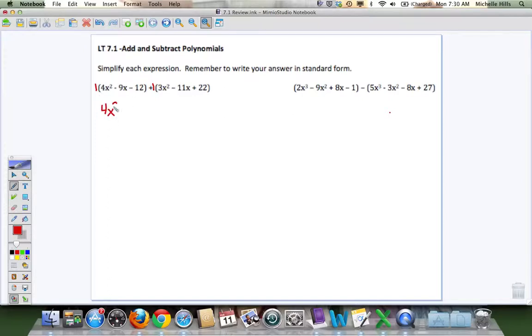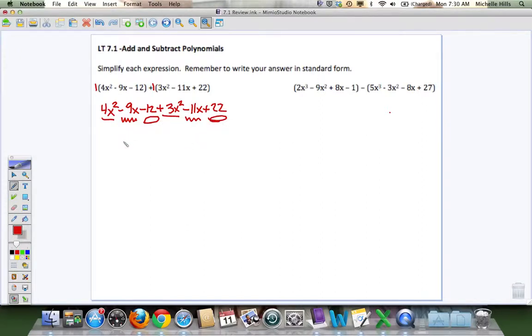4x squared minus 9x minus 12, because they're being multiplied by positive 1, nothing changes, plus 3x squared minus 11x plus 22. Again, being multiplied by positive 1, nothing changes. Now, the underlining of the like terms: 4x squared is a like term with 3x squared, because they're both x squareds. Different underline, minus 9x and minus 11x, and a third type of underline under my constants.